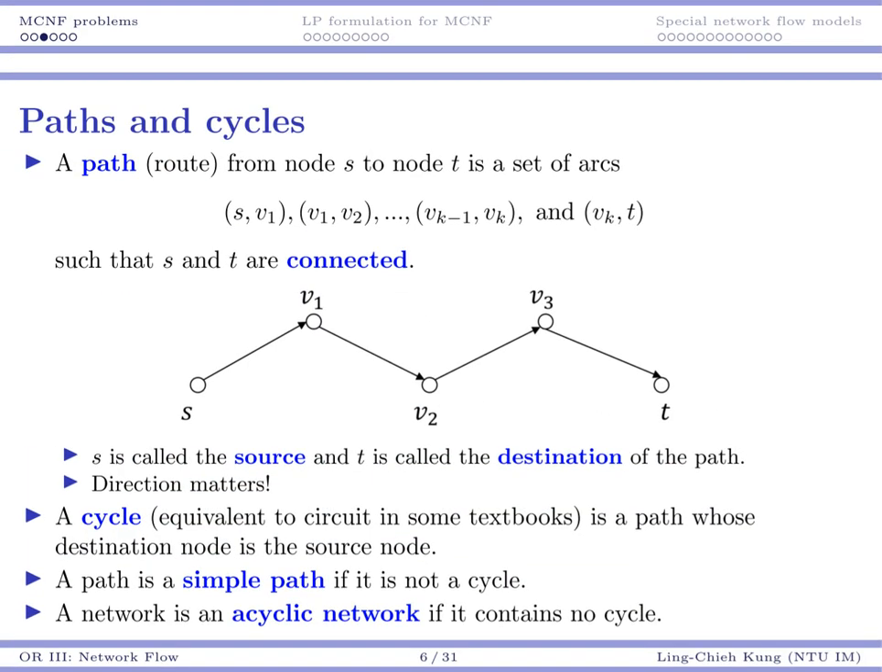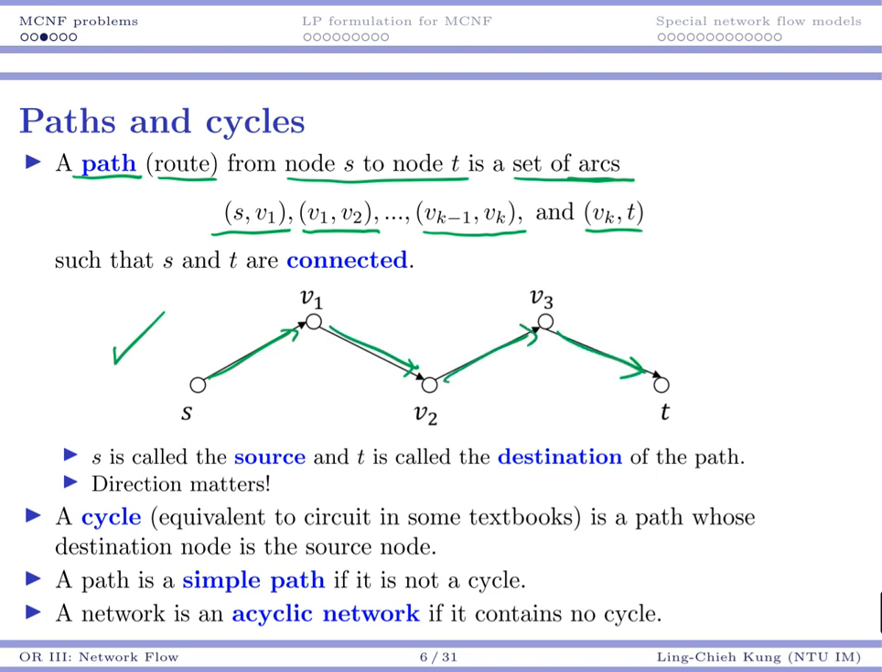Now with this definition, we are able to define the so-called path or route. A path or route is a collection of links or arcs. So a path from S to T is a set of arcs, S to V1, V1 to V2, to V(K-1) to VK, and then VK routes to T. Something like this: S to V1, V1 to V2, V2 to V3, and V3 to T, so that all these arcs are connected. When we say connected, that means we are able to go from S to T by passing through all these arcs. In this case, this path has a source, which is S, and a destination, which is T, and obviously direction matters.